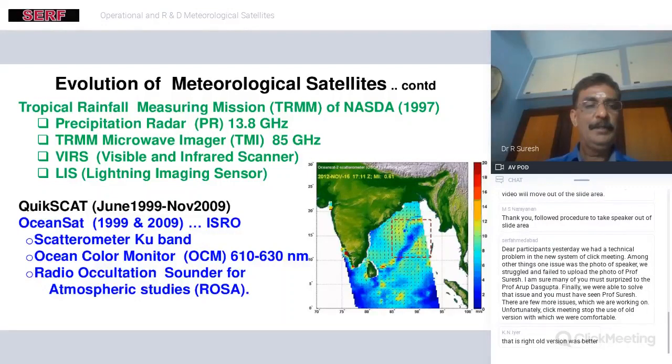The next jump after precipitation measurement was wind estimation over the oceanic area, the sea surface wind. By surface here we mean about 10 meters above the sea surface. That was planned by a series of satellites by the same NASA group, NASA JPL. That name is QuikSCAT. QuikSCAT, Q-U-I-K. This is a full success story.